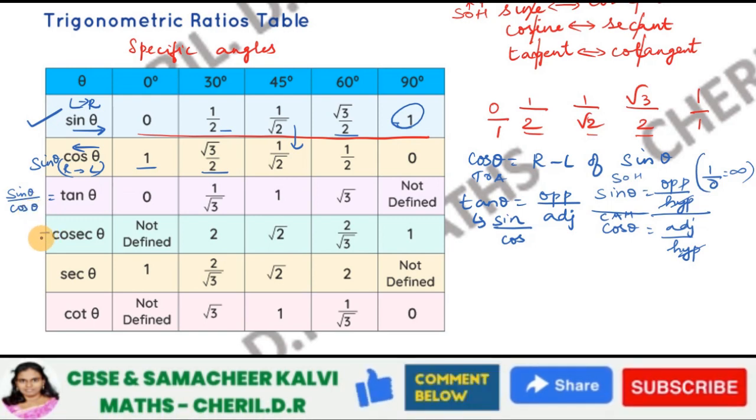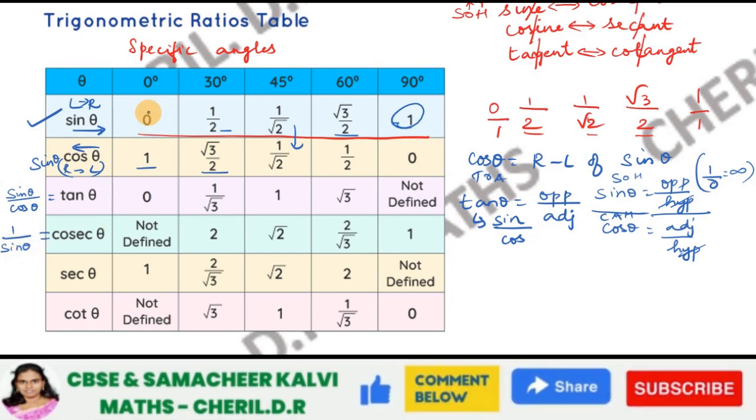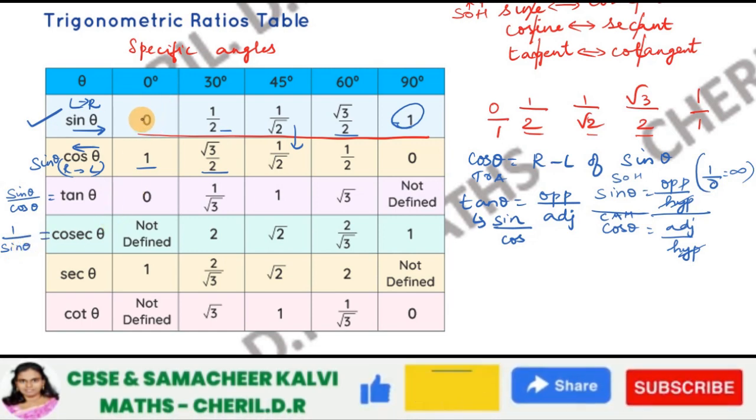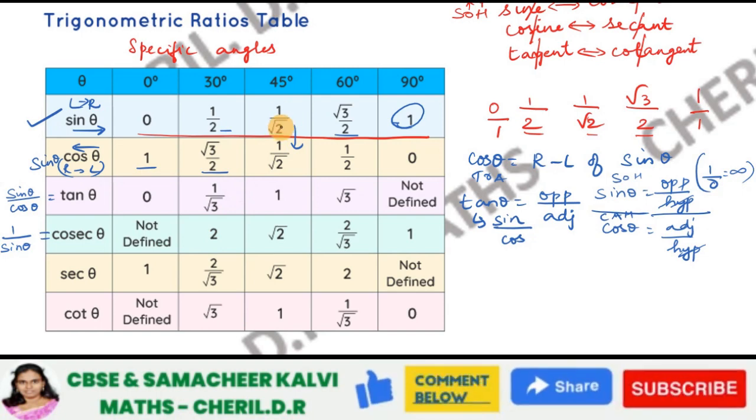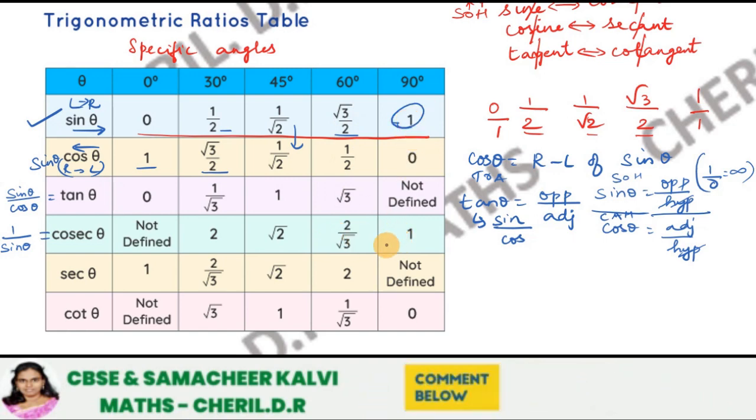What is the formula for cosecant theta which we learnt? 1 by sin theta. So take the reciprocal of this. So you have 0. What will be 1 by 0? Not defined or infinity. You have 1 by 2. What is the reciprocal? 2. 1 by root 2. The reciprocal is what? Root 2. For root 3 by 2, it will be 2 by root 3. And for 1, it will be 1.